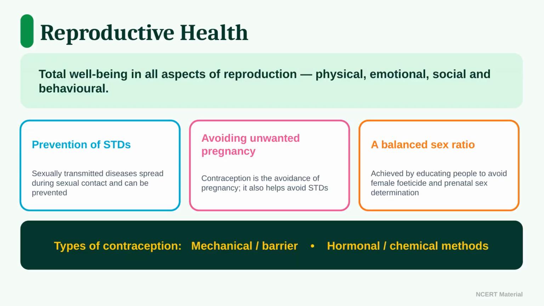Finally, reproductive health. This means complete well-being in every aspect of reproduction: physical, emotional, social, and behavioral. It includes preventing sexually transmitted diseases and avoiding unwanted pregnancy through contraception, which can be mechanical or barrier methods, or hormonal and chemical methods. A healthy society also needs a balanced sex ratio, which depends on educating people to reject harmful practices like female feticide and prenatal sex determination.